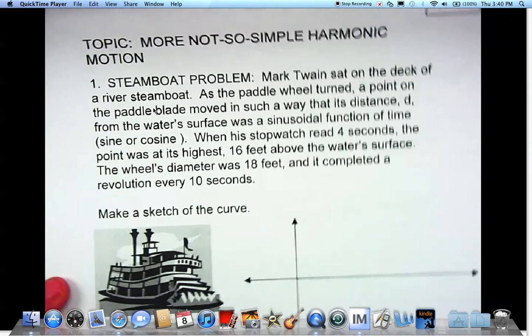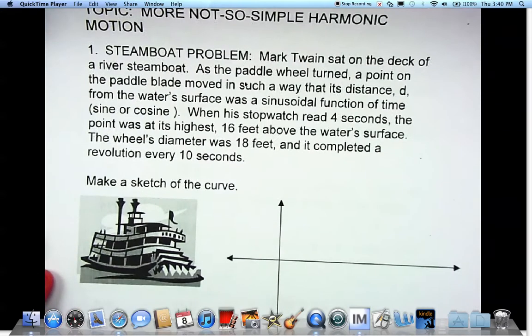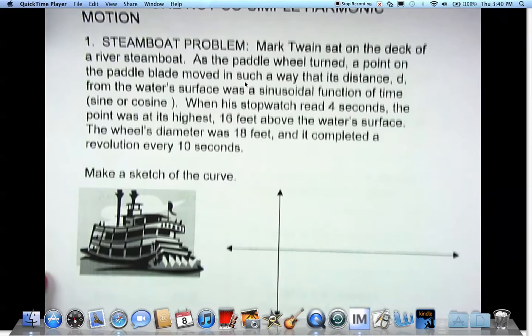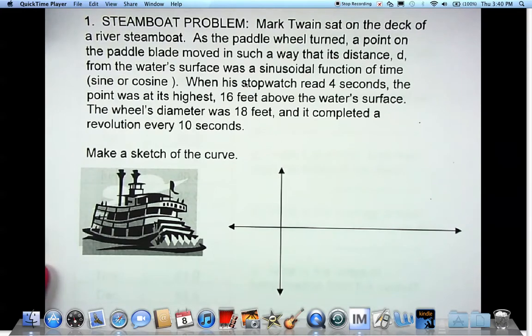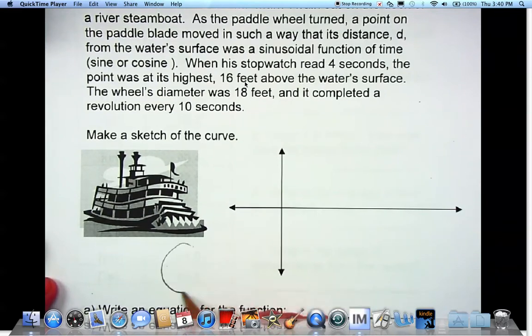Okay. All right, more not so simple harmonic motion. Am I already recording? The steamboat problem. Mark Twain sat on the deck of a river steamboat. As the paddle wheel turned, a point on the paddle blade moved in such a way that its distance d from the water surface was a sinusoidal function of time. When its stopwatch read 4 seconds, the point was at its highest, 16 feet above the water surface. The wheel's diameter was 18 feet, and it completed a revolution every 10 seconds. So let's just draw the wheel down here.